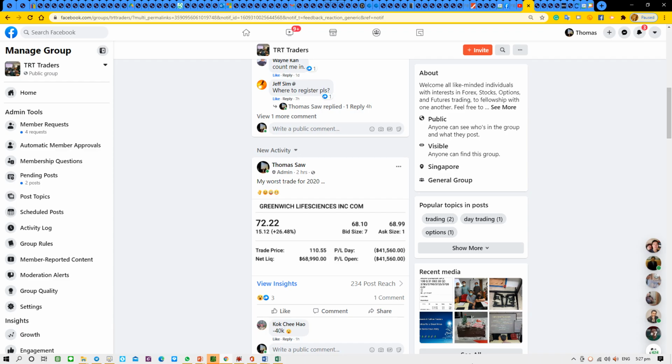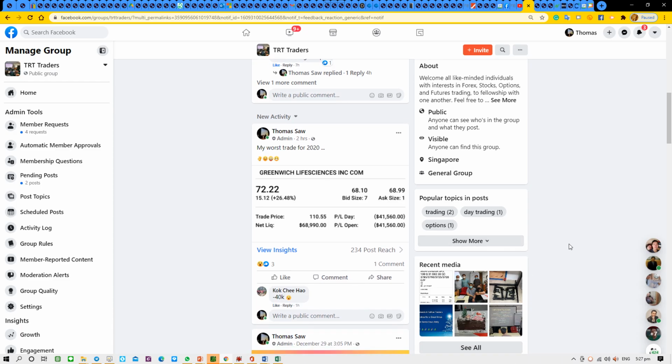How to afford 5,000 to become a millionaire? What bullshit. I don't need to be a millionaire lah. I live happy. Hey, look, no need. That's not the trade I showed you.